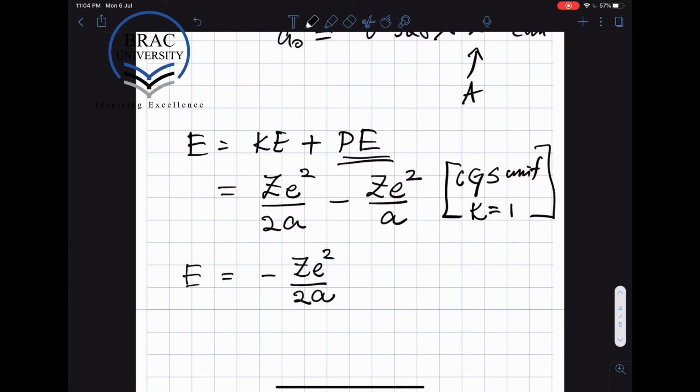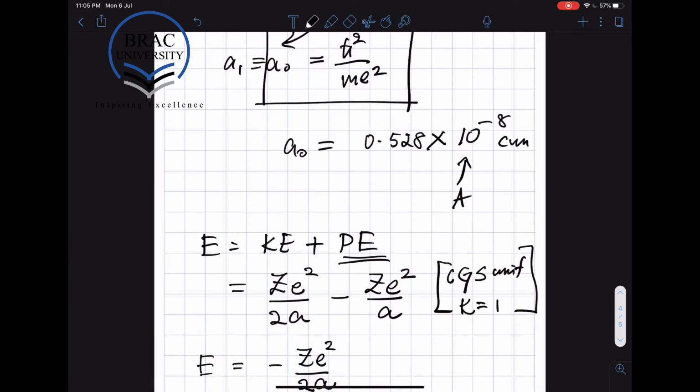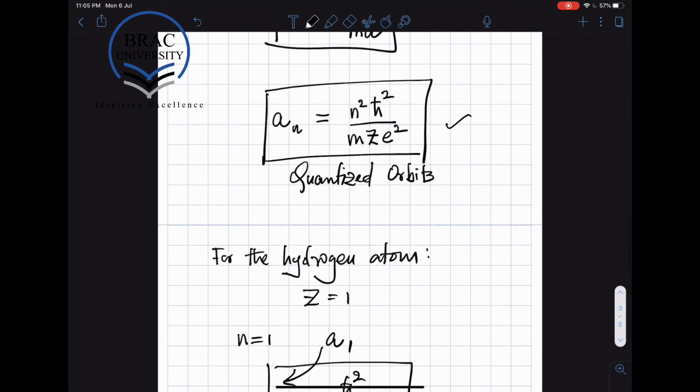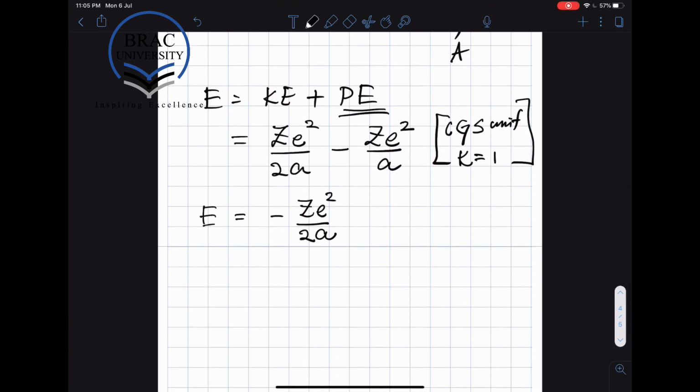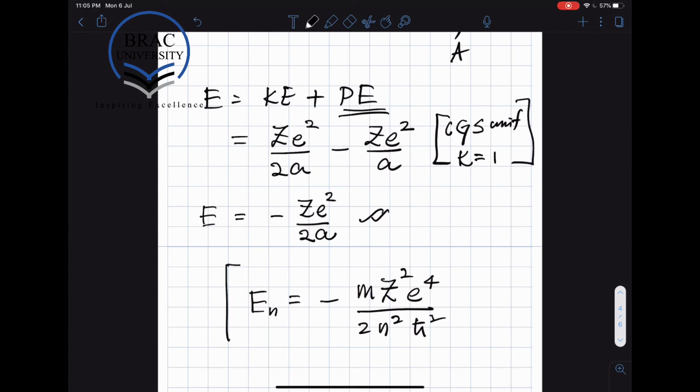Now, if I put in the quantized value of A that we derived, the quantized orbits, into this expression, we get the quantized energy levels, and that's going to be minus m Z squared e to the power 4 divided by 2 n squared h bar squared. And so this was a very successful and famous formula that Bohr derived using the two assumptions that we discussed.